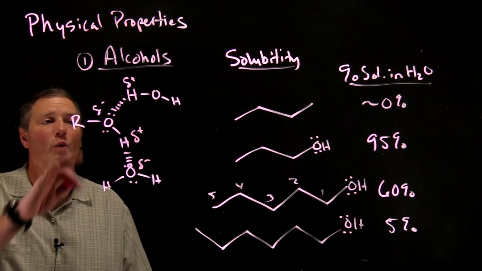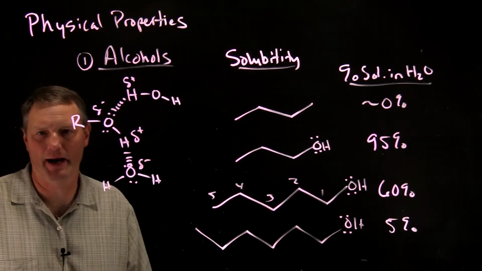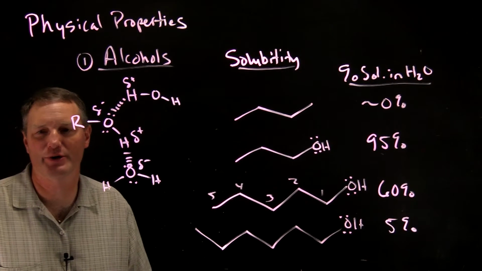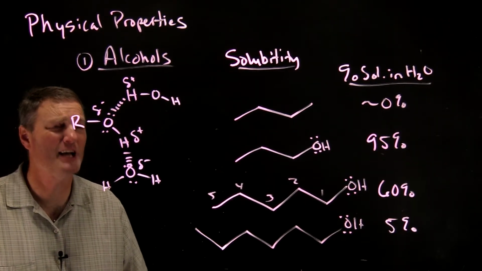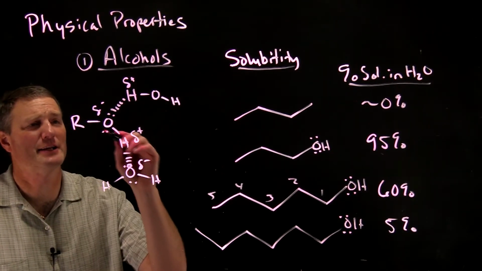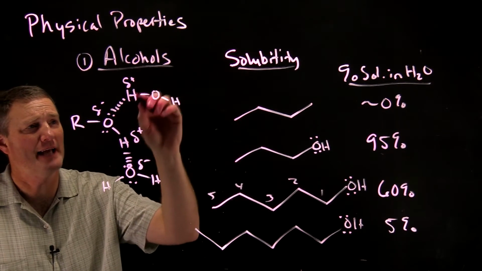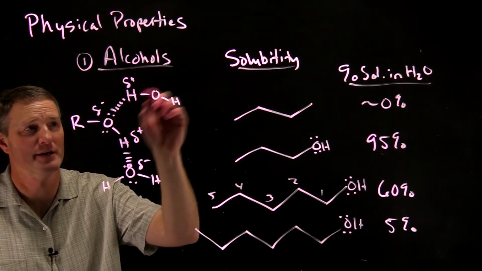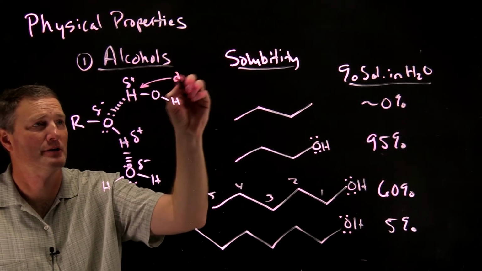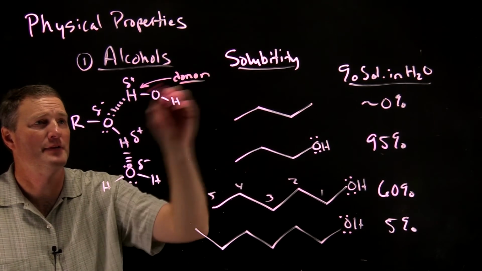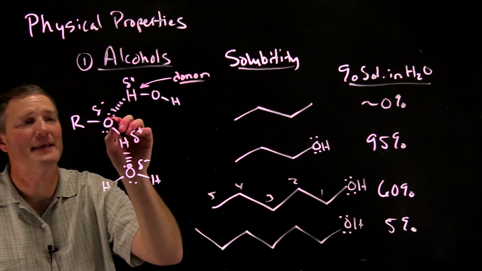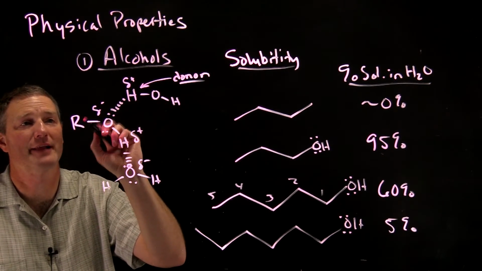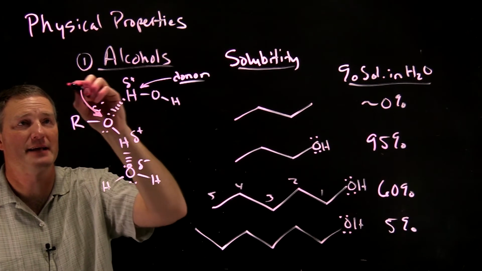One final definition I want to get in here when I talk about hydrogen bonding. We need to talk about hydrogen bond donors and acceptors. A hydrogen bond donor is the heteroatom, in this case oxygen, that has an attached hydrogen. So this is the donor in this particular hydrogen bond, and the acceptor is the heteroatom that has a lone pair of electrons. So this is the acceptor.